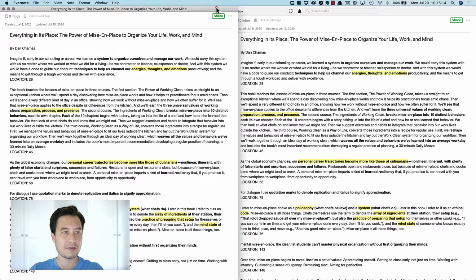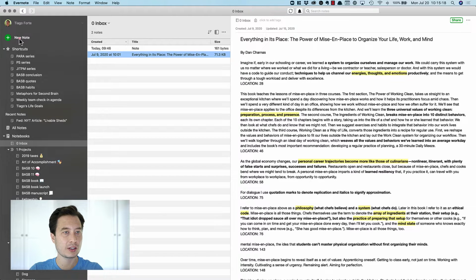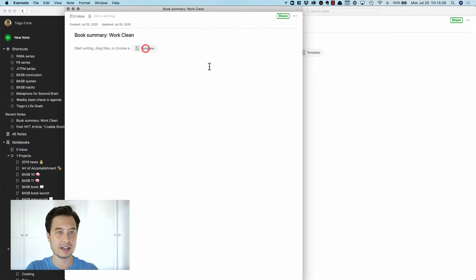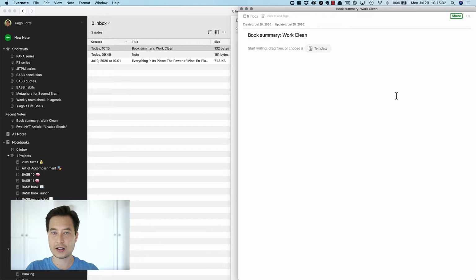So this is the left-hand side. This is kind of the source that I'm working with. But then I'm also going to create a new note, which I'll just call Book Summary Work Clean, which is the new title of this book. Okay, so now that it's created, I can double click it here and do the same thing on the right.